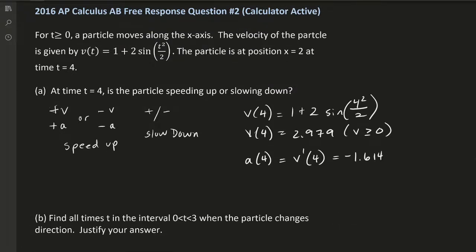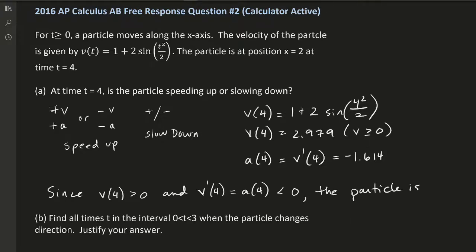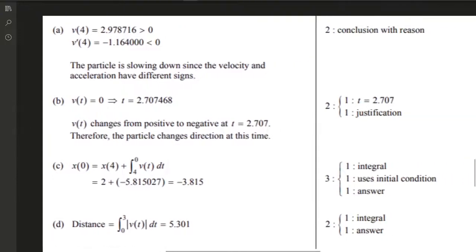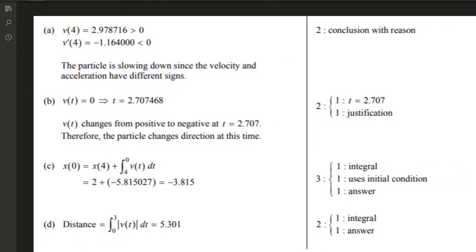And now here's the explanation I want to give. Since v of 4 is greater than 0 and v prime of 4 equals a of 4, I'm going to make sure that I state that because they may want that, is less than 0, the particle is slowing down. So then if I look at my scoring guidelines over here, it very clearly gives my velocity, my v prime. The particle is slowing down since the velocity and acceleration have different signs. So these were worth 2 points.